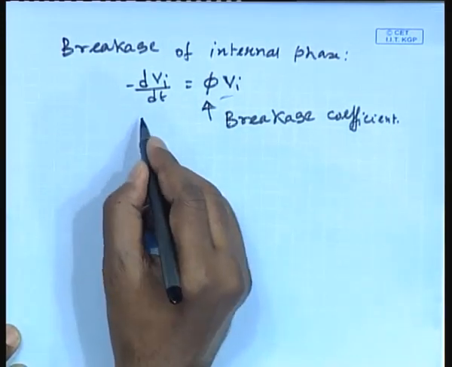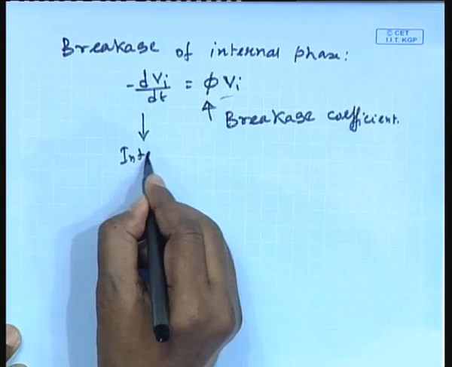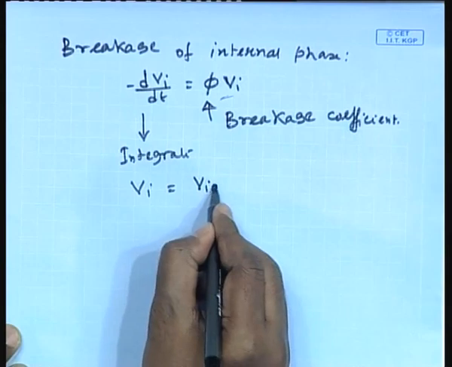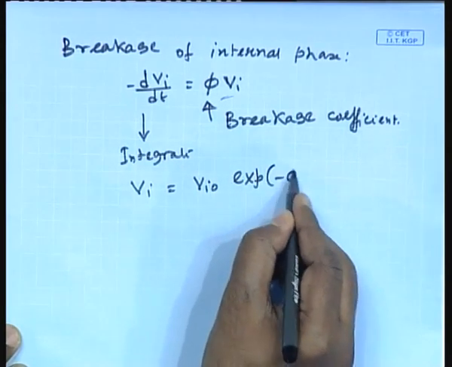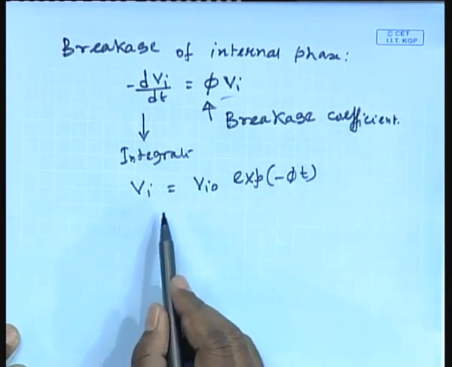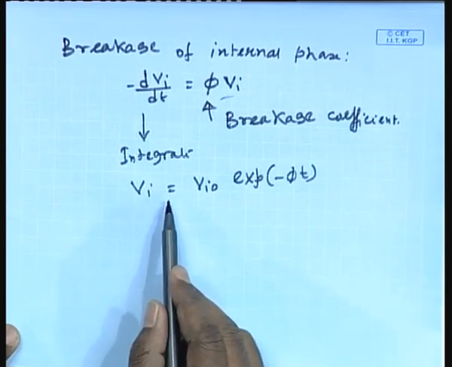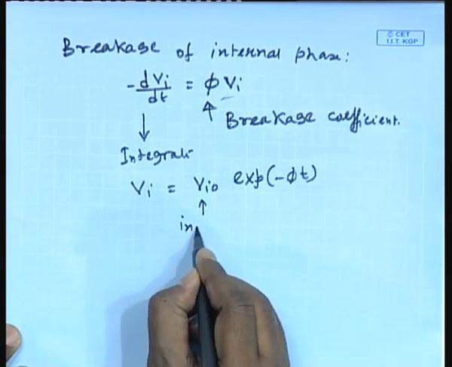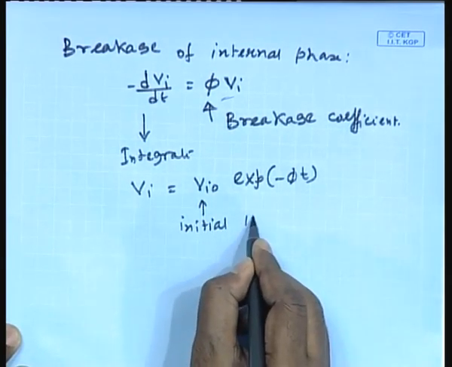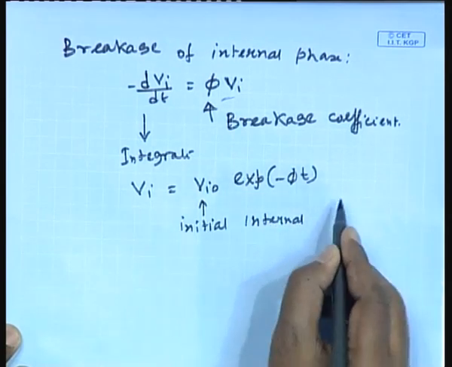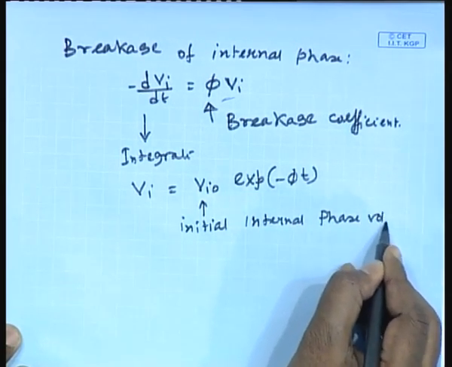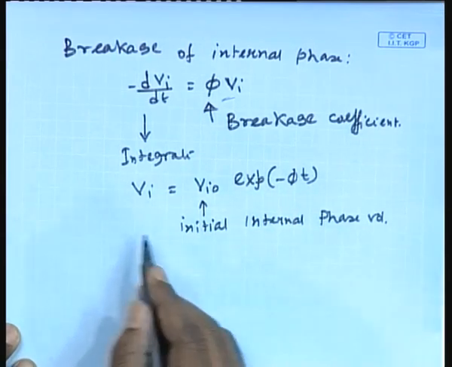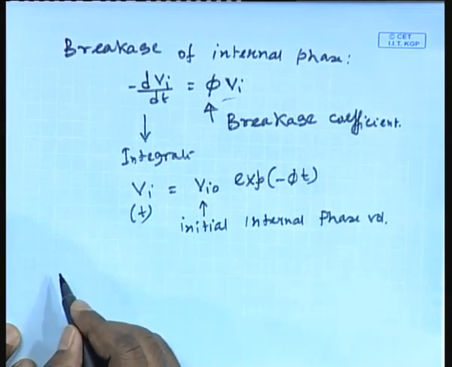You can integrate this equation, and finally you will get Vi equal to Vi naught exponential minus phi t. So, the internal phase volume at any point of time is given by the initial internal phase volume, Vi naught, multiplied by exponential minus phi t. This is the internal phase volume at any point of time t.